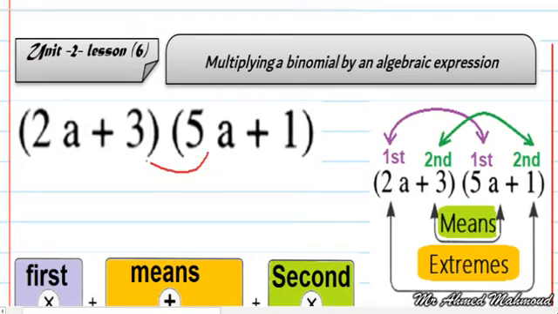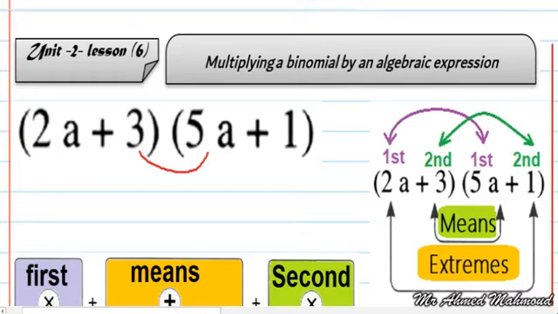The inner terms are called means, like this. 3 and 5a are called the means. The word means refers to the inner terms. And the outer terms are called extremes. Again, the outer terms are called extremes.